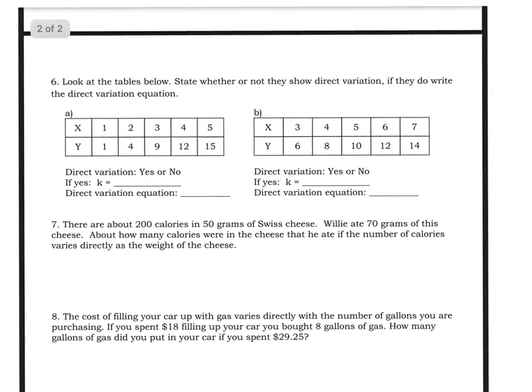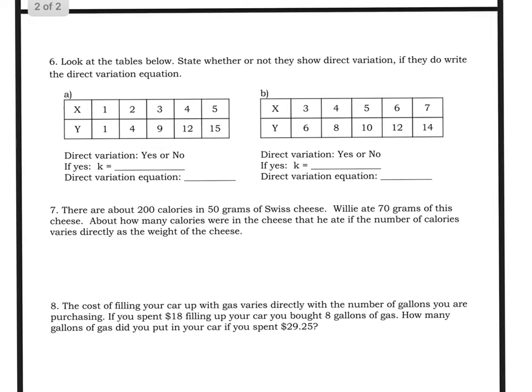If we go ahead and we look at example 6, looking at the tables below, state whether or not a direct variation exists, and if so, determine the equation. So whenever I have a table, I add an extra row to find k. How I find k is I do y divided by x. So 1 divided by 1 is 1, 4 divided by 2 is 2, 9 divided by 3 is 3, 12 divided by 4 is 3, 15 divided by 5 is 3. Do these all match? No, so it's not a direct variation, so I can't fill anything out. I just leave it blank.